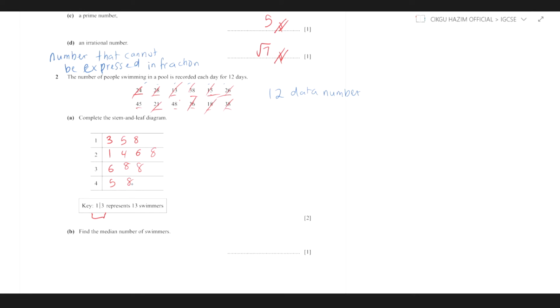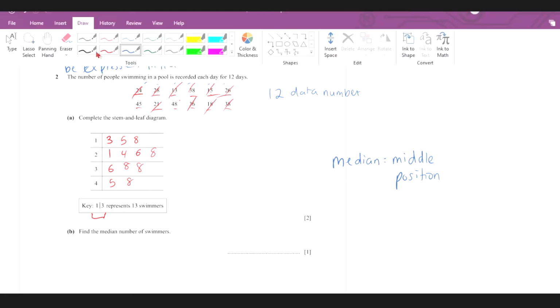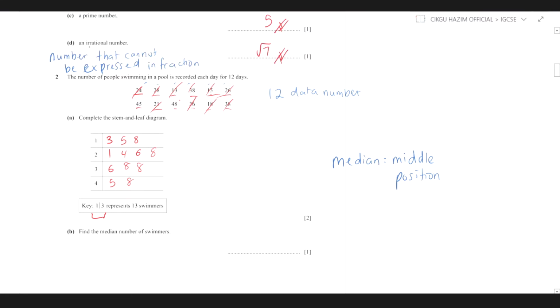And the next question here: find the median number of swimmers. What does it mean by median? Always remember, median rhymes with middle, and it means middle position. What does middle position mean? You need to arrange the numbers in order. So this stem and leaf diagram here already helps us in terms of arranging the numbers.